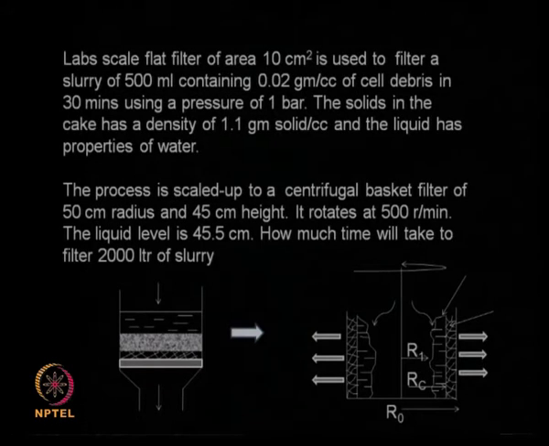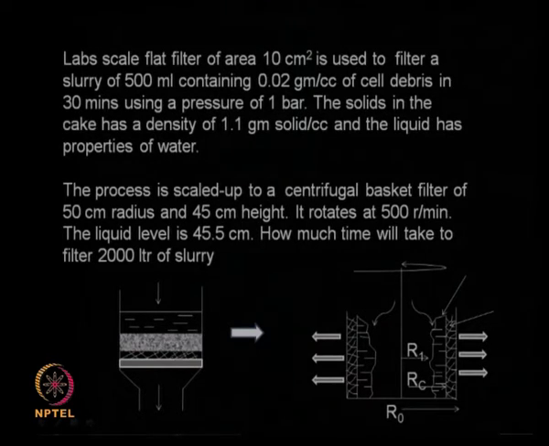Now let us consider a problem which involves both the flat bed filter as well as the centrifuge. Suppose I am doing an experiment in my lab using a flat filter with an area of 10 square centimeters, and I am filtering 500 ml of a slurry containing 0.02 grams per cc of cell debris, and I am able to achieve it in 30 minutes using a pressure of 1 bar.